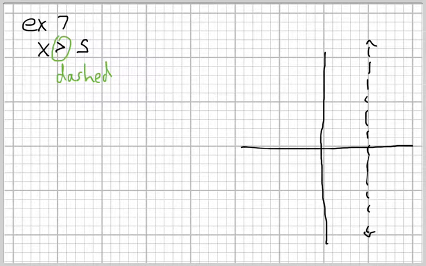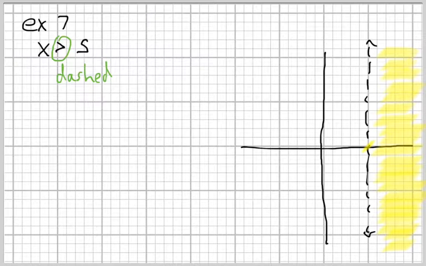Well, now our equation is talking about x, not y. So stand here at my x-intercept. Our equation said x is greater. So what side do the x values get larger? That would be this side over here. So this would be the side that we are going to shade.